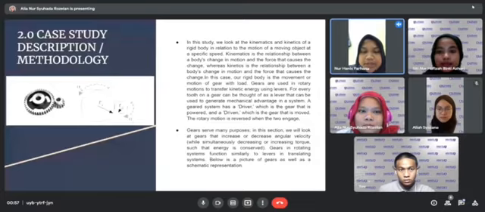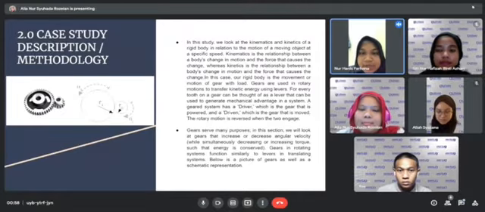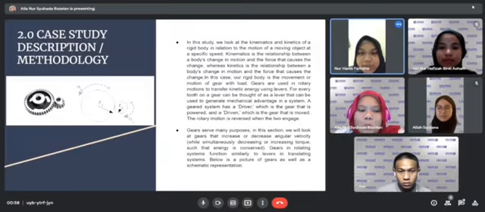For the case study description, in this study we look at the kinematics and kinetics of a rigid body in relation to the motion of a moving object at a specific speed. Kinematics is the relationship between a body's change in motion and the force that causes the change, whereas kinetics is the relationship between a body's change in motion and the force that causes the change. In this case, our rigid body is the motion of a gear with load.